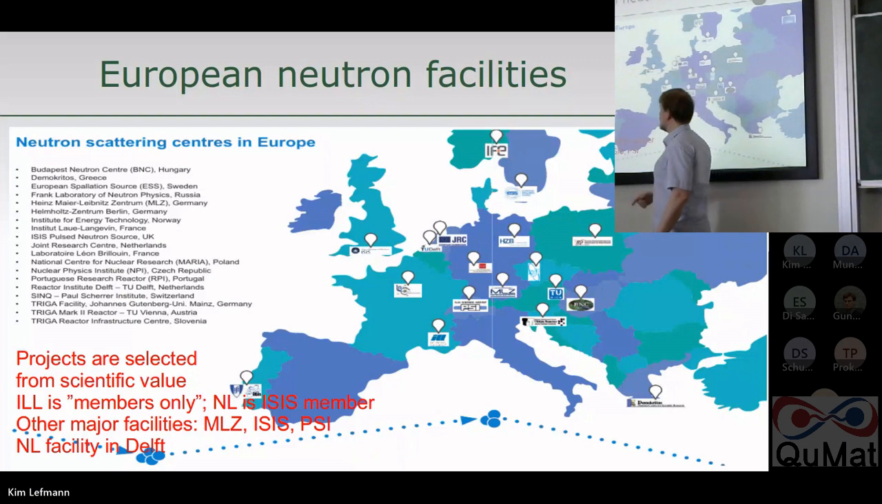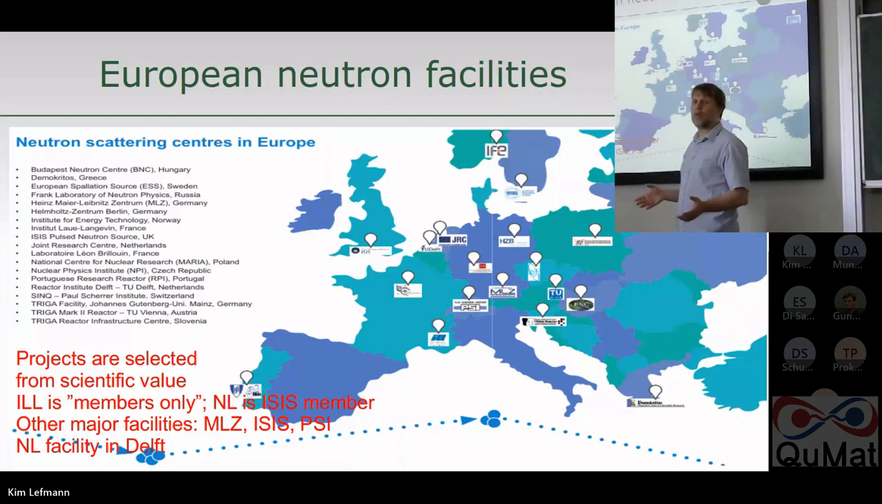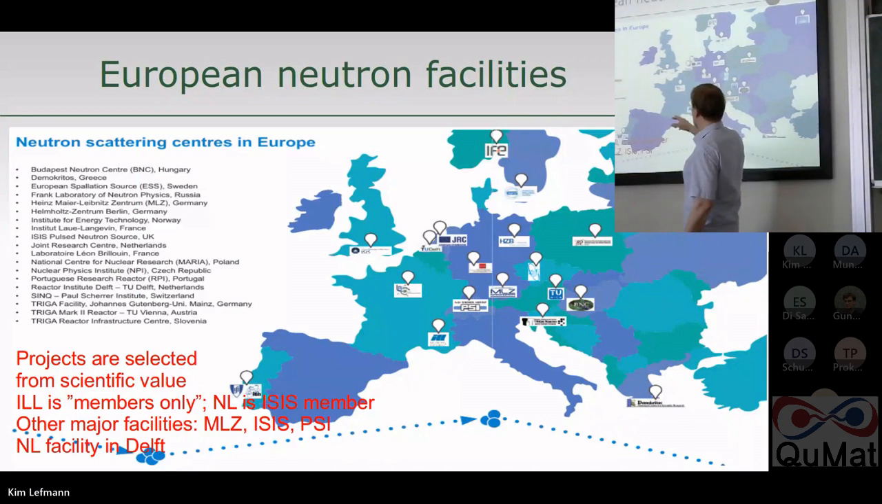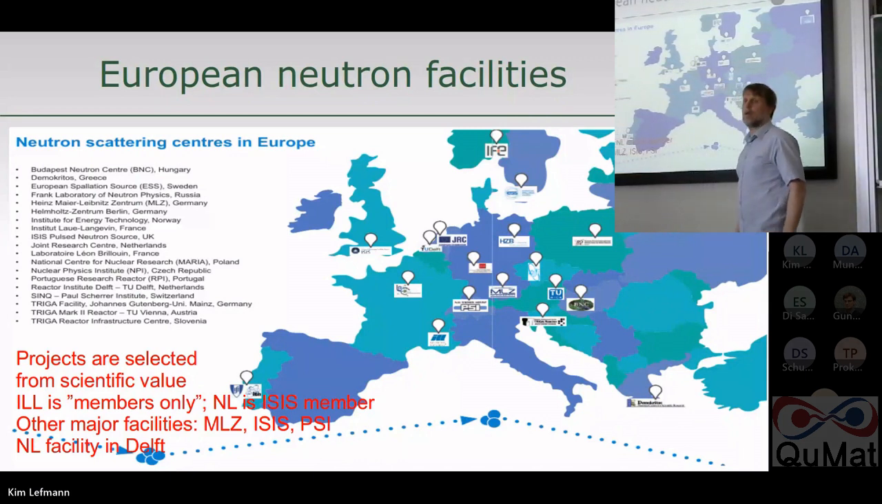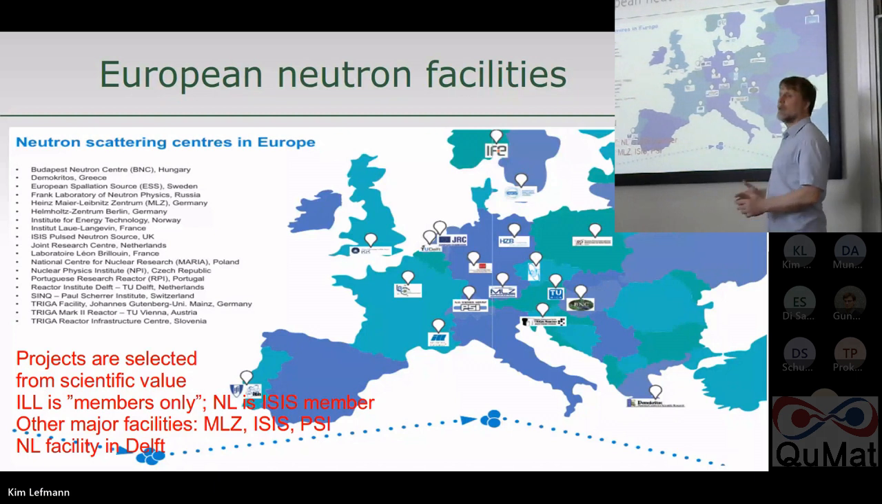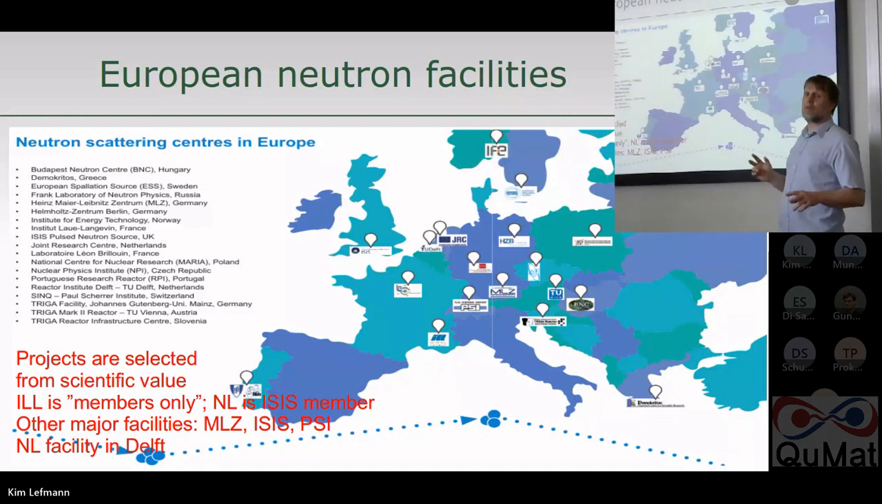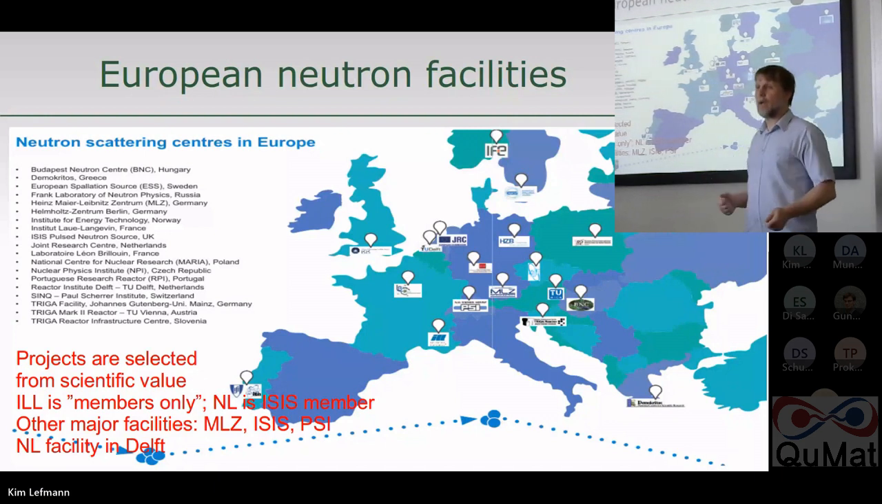Many of these are too small to actually make any difference. The ones that make a difference, the really, really big ones, is the ILL in Grenoble. Wonderful place, really the most productive neutron source in the world. But unfortunately, it's members only, so you have to pay.